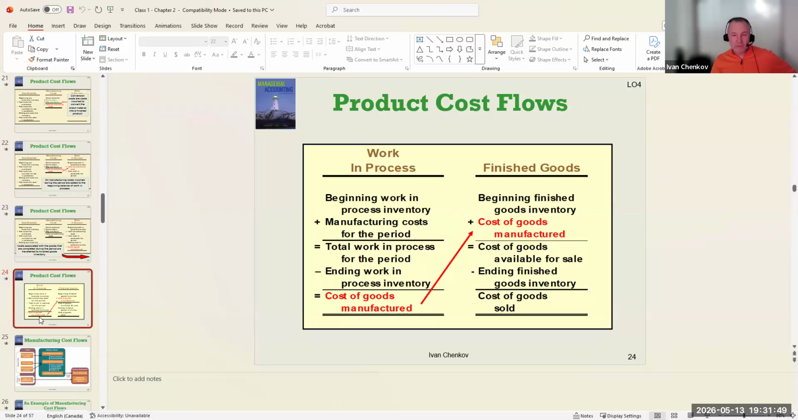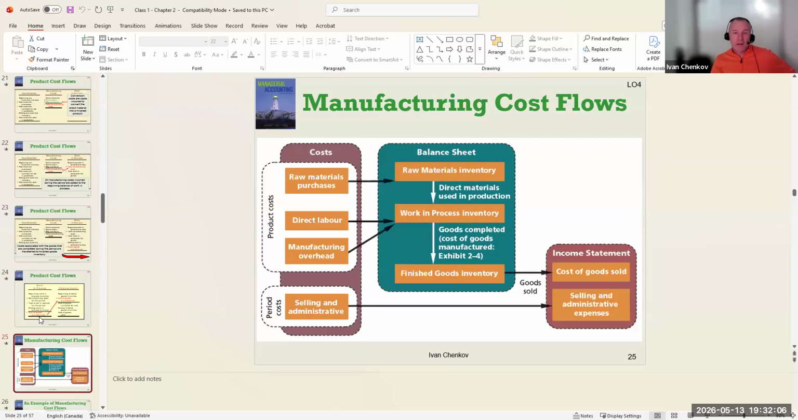We're going to add the cost of goods manufactured, and now we have finished goods available for sale. Once we deduct the ending balance of the finished goods, we're going to see how much the cost of goods sold was for the period. Another way to do it for cost purposes. Again, we have product cost, which is direct material, direct labor, manufacturing overhead. And we have the period cost, selling administrative expenses.